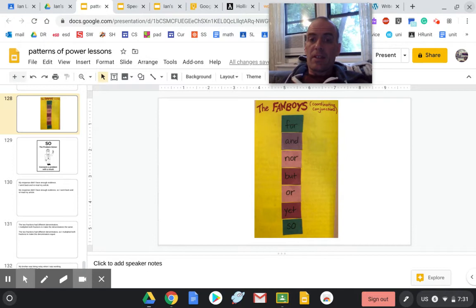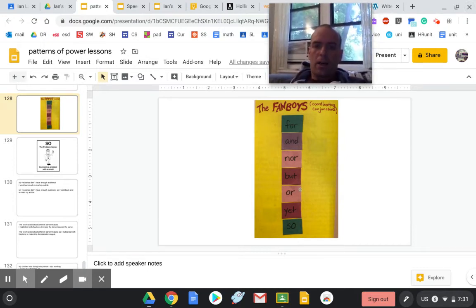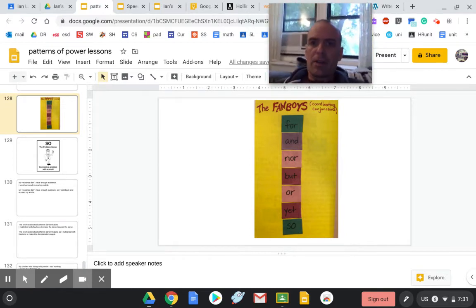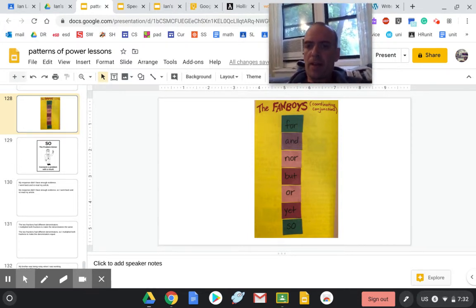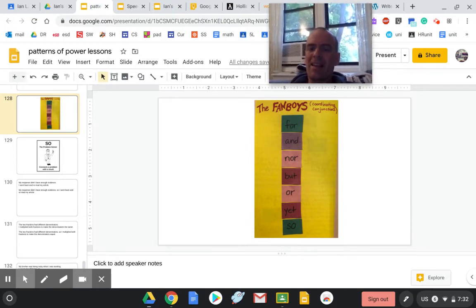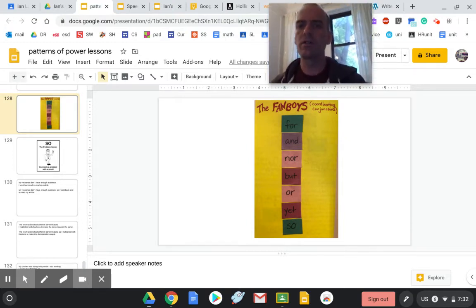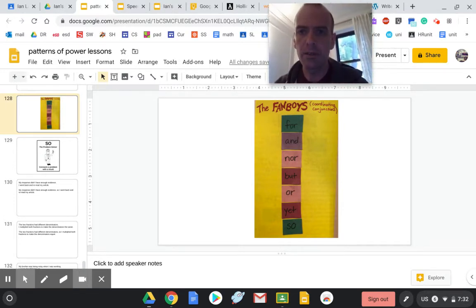And remember, that was the fanboys. So the fanboys are for, and, nor, but, or, yet, and so. It spells fanboys. And if you remember, we wrote a bunch of these. And we're just going to go back to them, review them, and make sure you start getting these in your writing. And this is a very common reason you use commas. So it's another way to practice your comma usage.